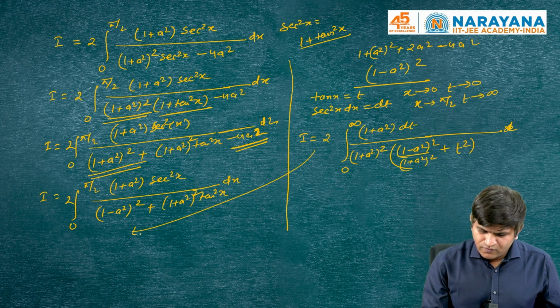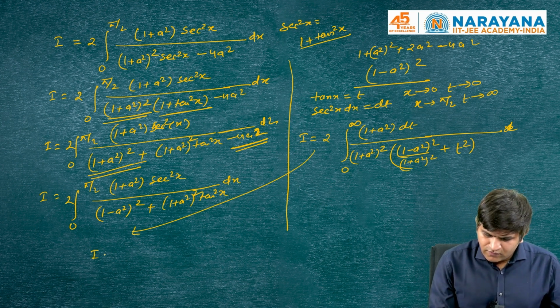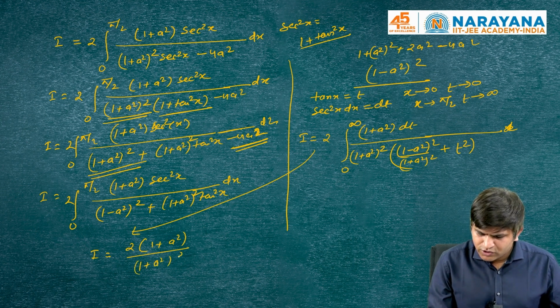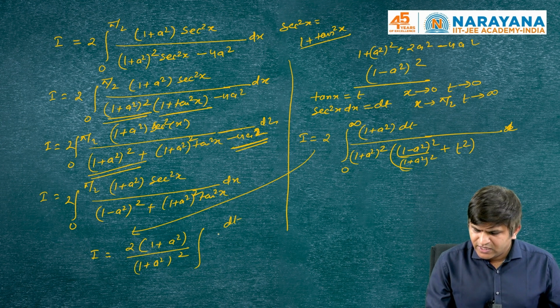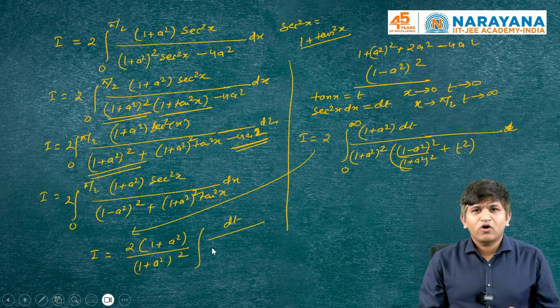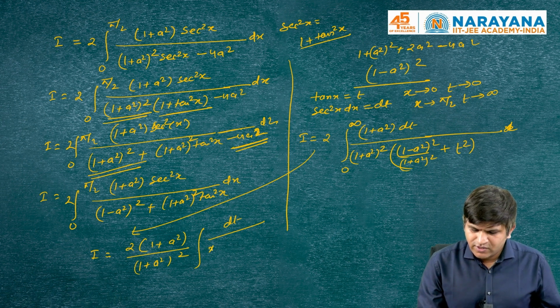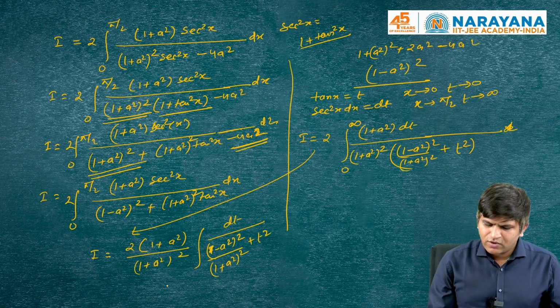So now we can write that we are taking (1 + a²) common from the numerator, and from the denominator we have (1 + a²)², and this is dt divided by, this is in the form of x² + a². So we are getting (1 − a²)² ... plus t². So directly we can write the formula now, and the limit is from 0 to infinity.